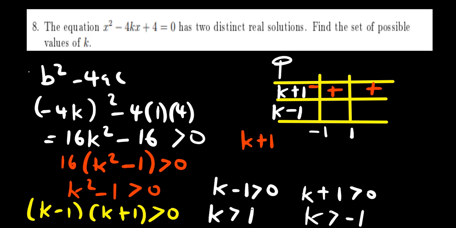Then which expression gave us 1? It is k minus 1. If I get any number greater than 1, let me say 2, I plug it in here and I'm going to have a positive number. If I get a number between negative 1 and 1, let me say 0, I'm going to have a negative number, right? So here will be negative. If I get any number less than negative 1, maybe negative 5, it will still give me a negative answer. So even this area will be negative.